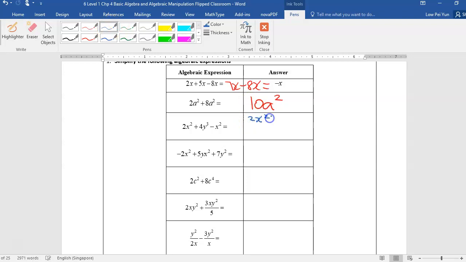2x squared minus x squared, they are like terms, so I can put them together. Plus 4y cubed will give me x squared plus 4y cubed. We are done. Okay, what about the next one?